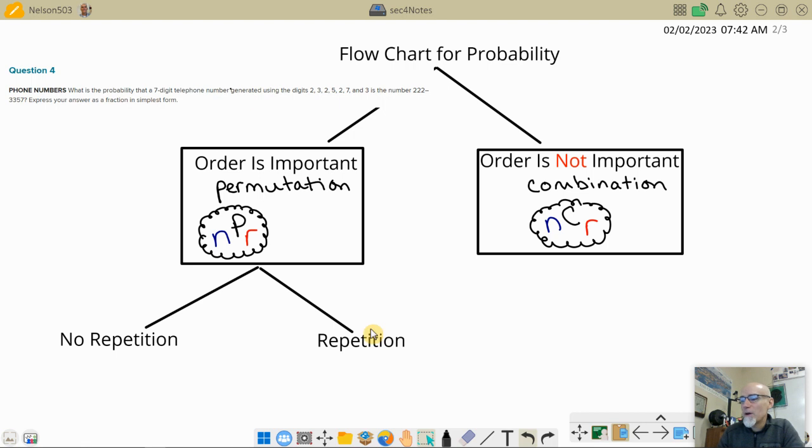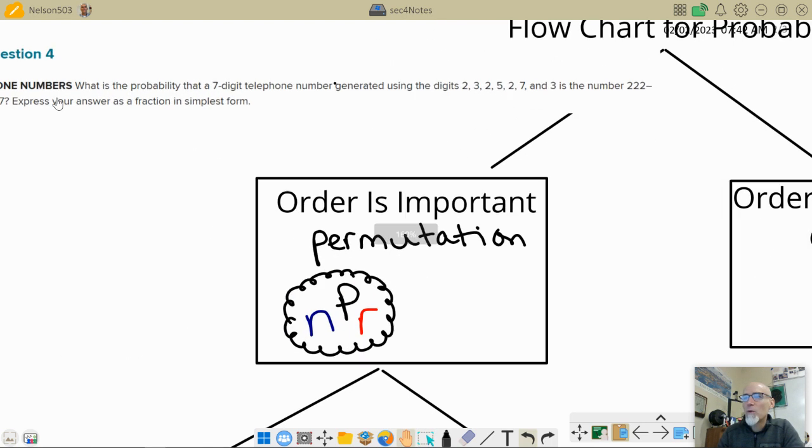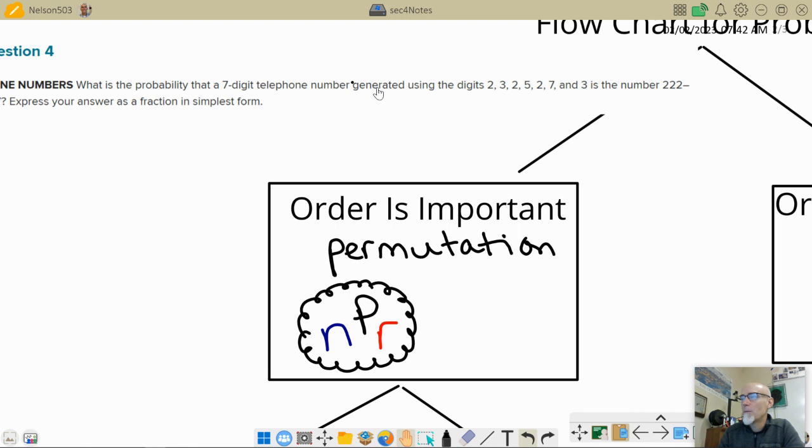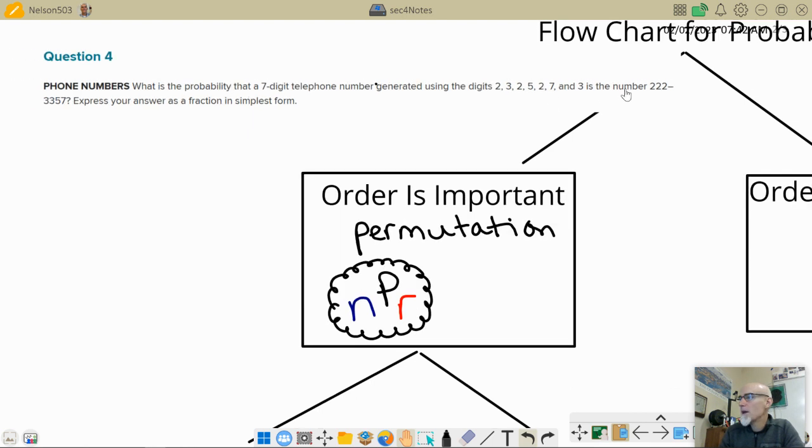Okay. So if I zoom in here, question number 4, it says, what's the probability of a 7-digit phone number generated using these digits? Comes out to be that exact number right there, 222 3357. Well, there's only one number, 222 3357. So up in the numerator, we're definitely going to have a 1, because there's only one number that's that number right there.